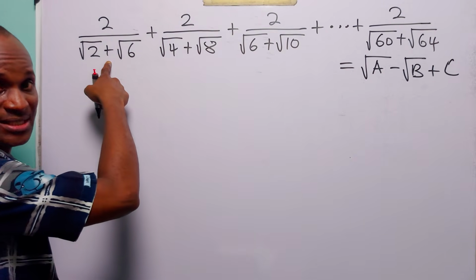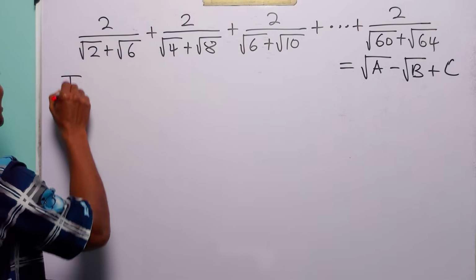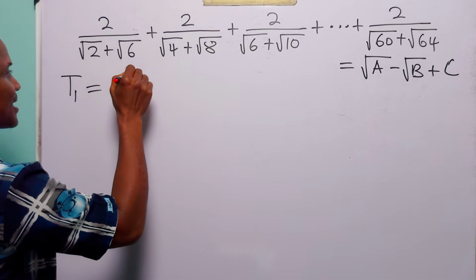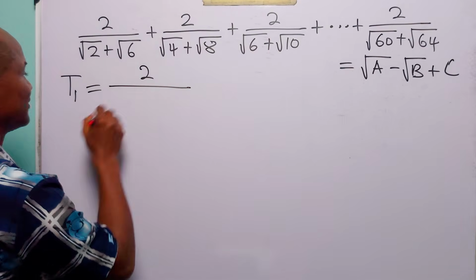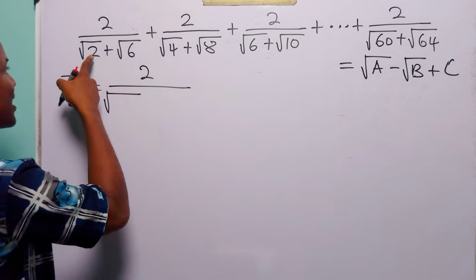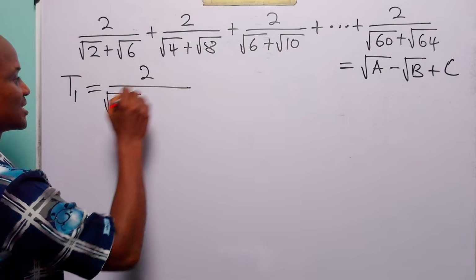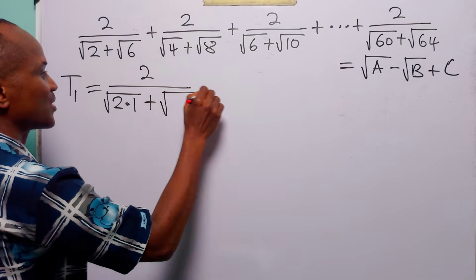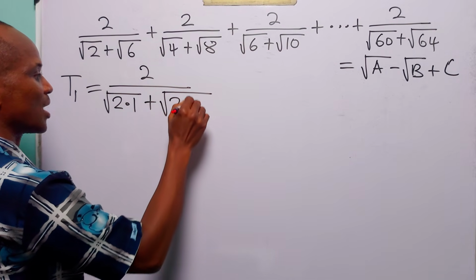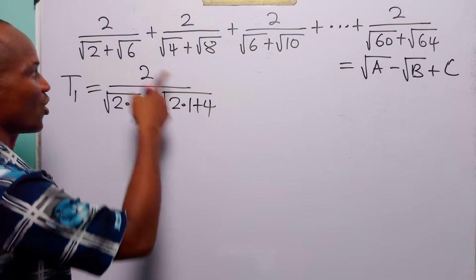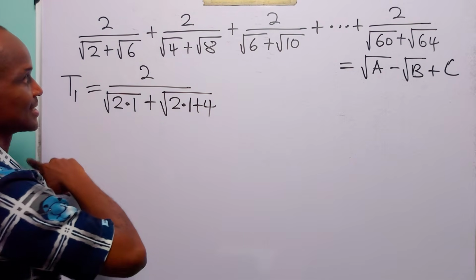Let us look at this first term. Let us call it T1, term 1. Now, we can write this as 2 divided by the square root of 2 times 1, which of course is 2, plus the square root of 2 times 1 plus 4. 2 plus 4 is equal to 6.